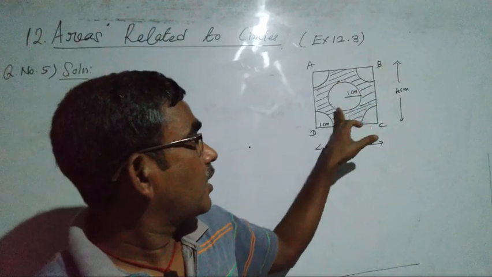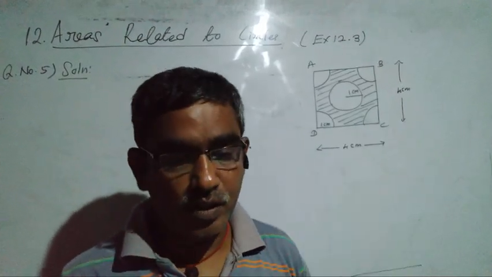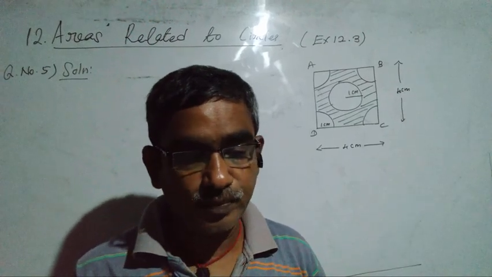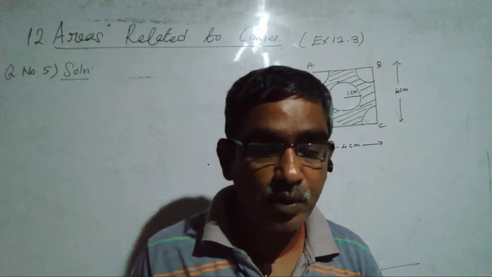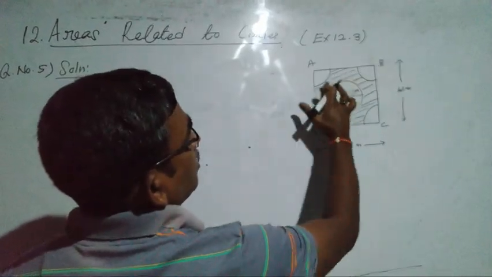The center circle is cut off, the diameter is 2 cm, so the radius becomes 1 centimeter, half of the diameter. Find the area of the remaining portion of the square. What is the area of the remaining portion? This is the remaining portion, this part, how much area?